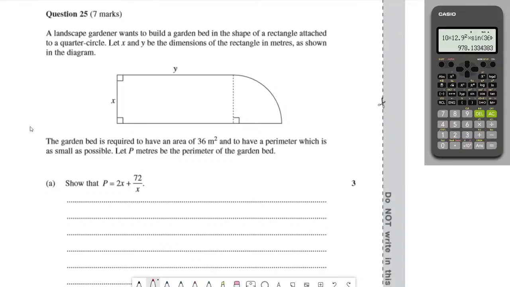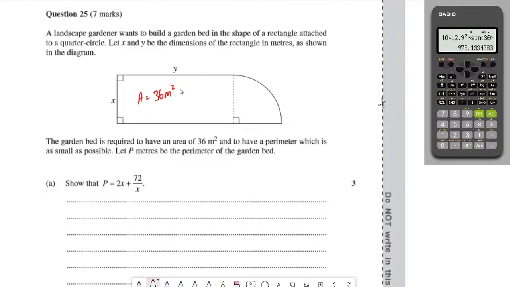Okay, so if I know that the garden bed, so the garden bed is this bit in here. Okay, so this is the garden bed here. So it's just that rectangle bit. So we know that that garden bit is equal to 36 meters squared. And we know that the x value. Do we actually know anything about the x value? We don't.